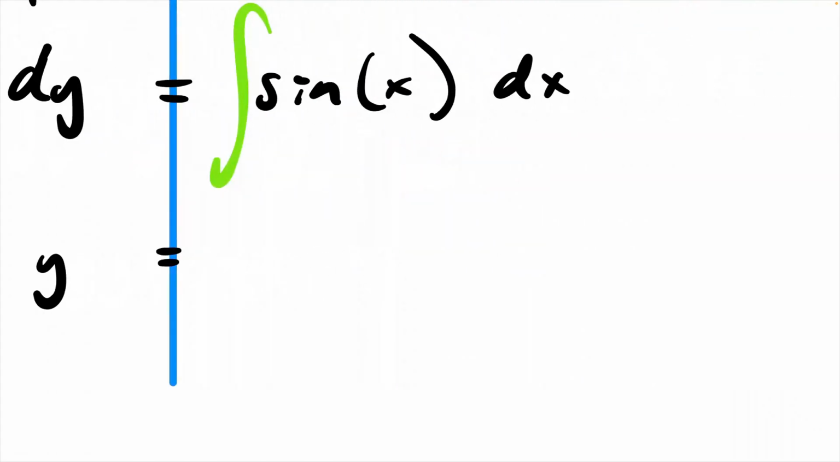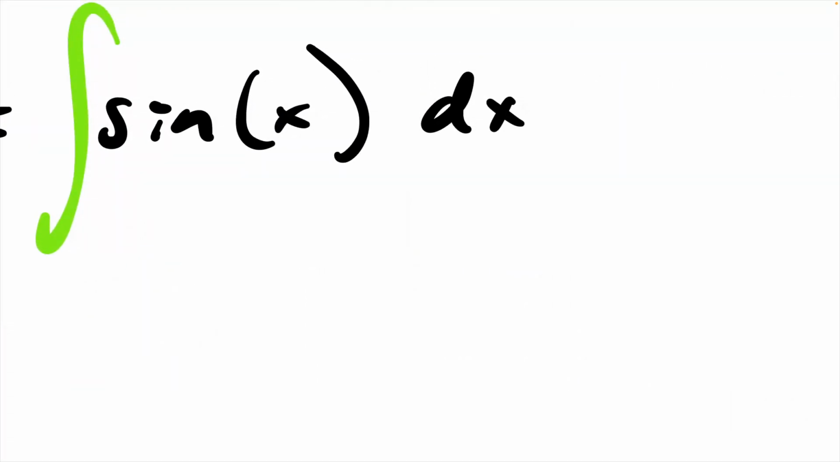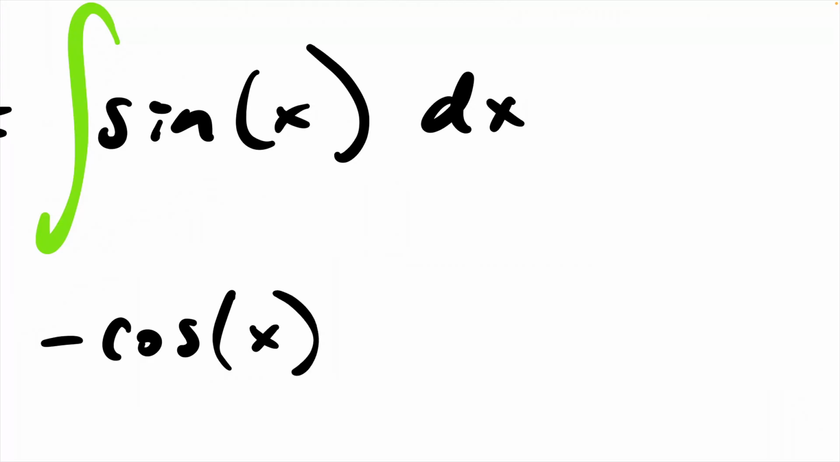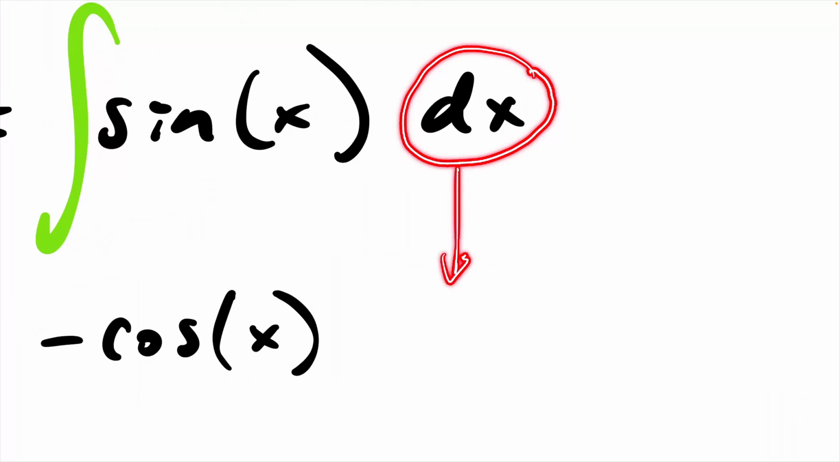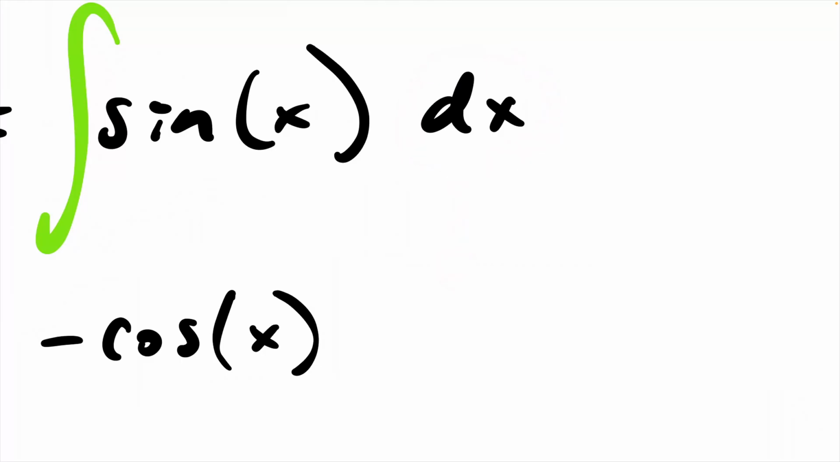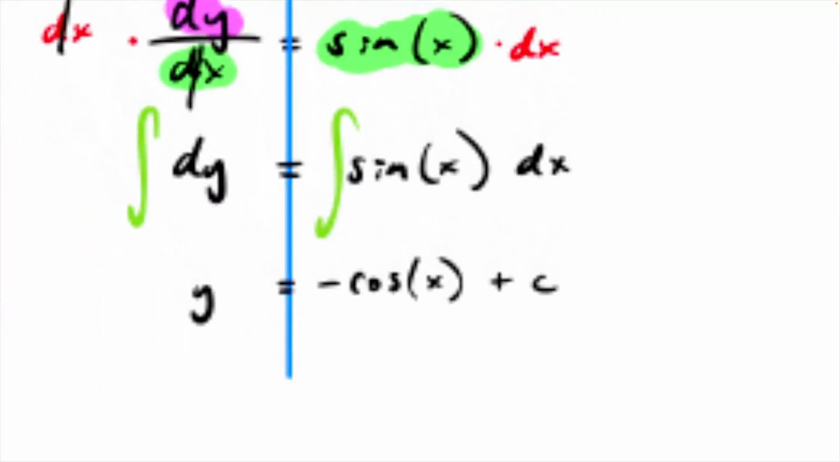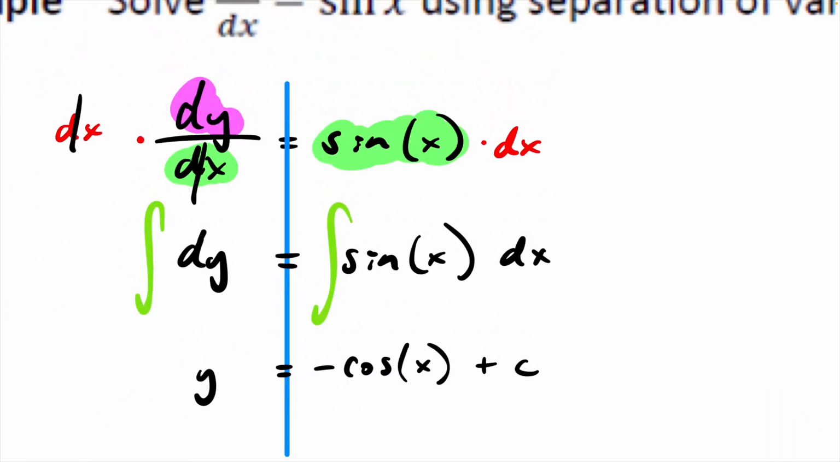Let's go to the other side. What's the antiderivative of sine? The derivative is cosine, but what's the antiderivative of sine? Negative cosine. And remember, when we do antiderivatives, that guy goes away because it's the derivative of x, right? That guy always just drops. And then we got to do a plus c, just on one side. Okay? That was step 2.